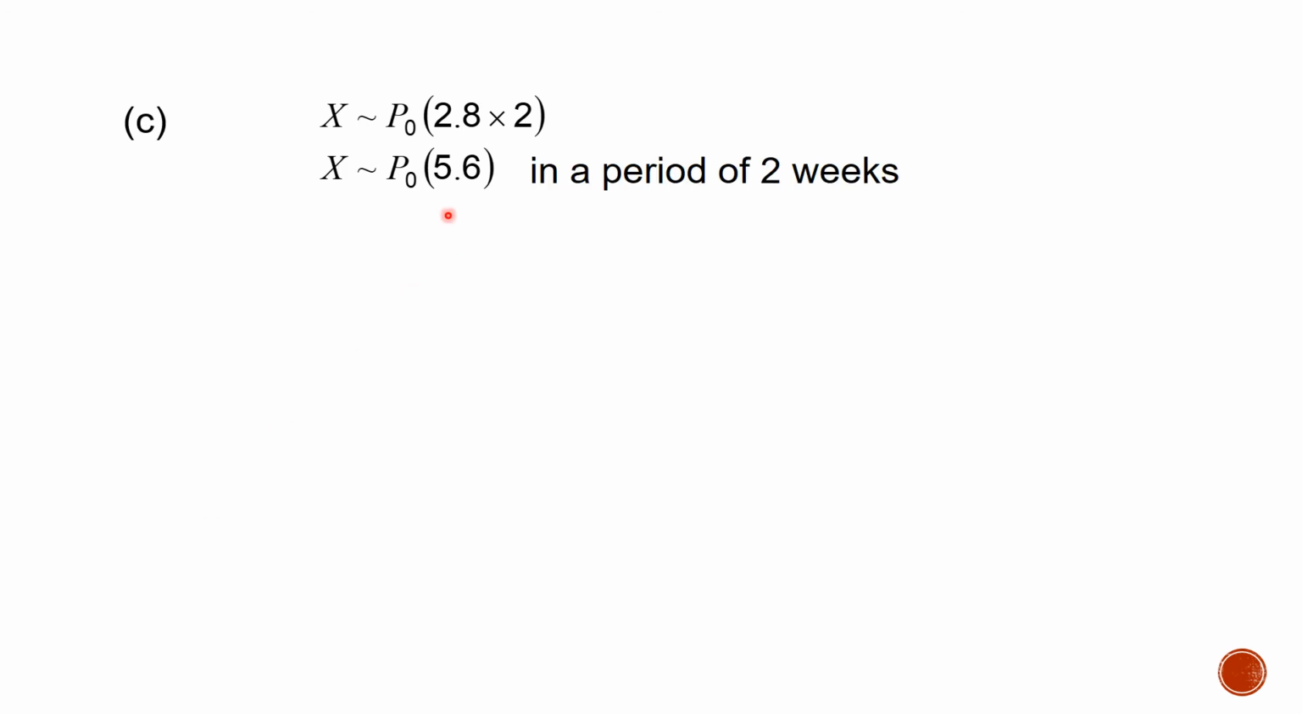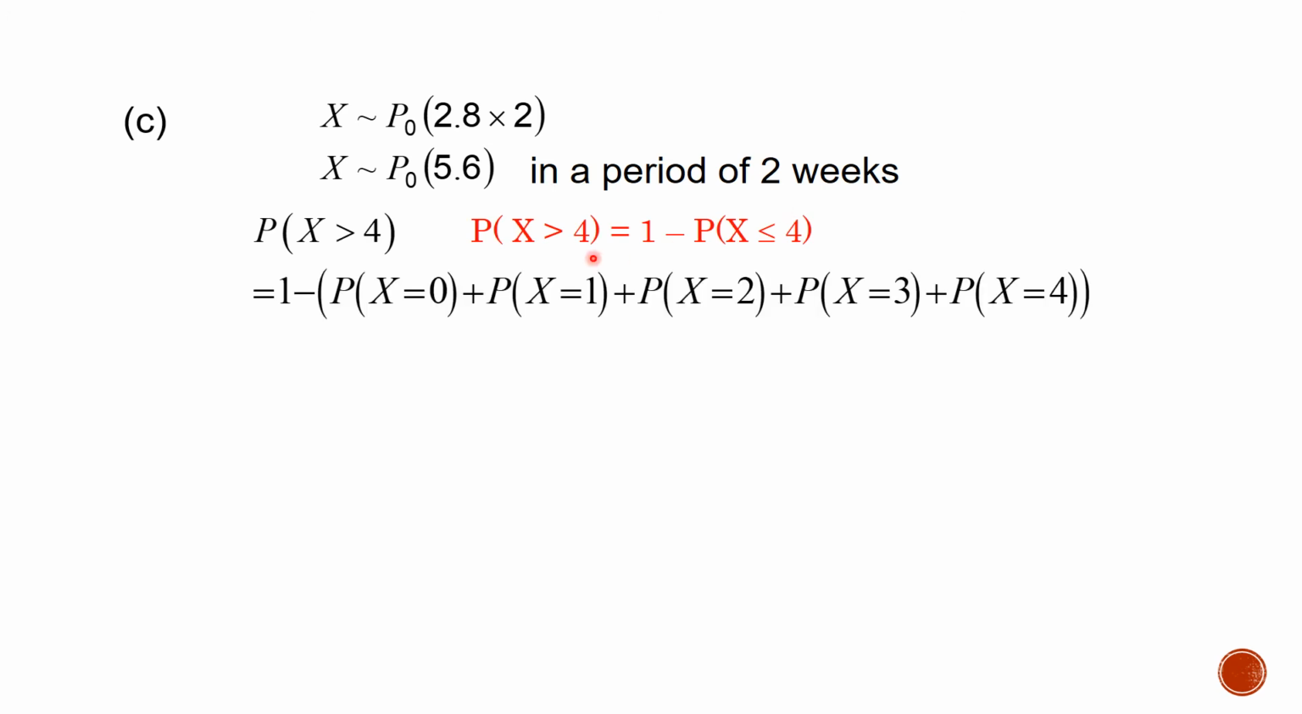C. More than 4 accidents occur in 2 weeks. Okay, will your lambda be 2.8? We have a period of 2 weeks. So your lambda must be multiplied by 2. So hence we have the mean to be 5.6 in a period of 2 weeks. So more than 4 accidents, so P(X greater than 4). Again, we have to find 1 minus P(X less than or equal to 4).